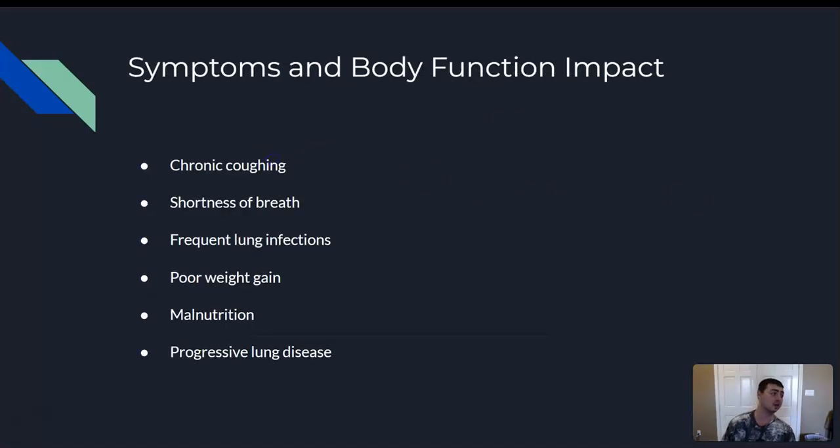Symptoms and body function impact. The symptoms of cystic fibrosis reflect these underlying problems. In the lungs, symptoms include chronic coughing, wheezing, shortness of breath, and frequent lung infections. In the digestive system, symptoms include poor weight gain, malnutrition, and greasy stools due to the lack of digestive enzymes. If untreated, these issues can lead to serious complications like severe lung disease, diabetes, and liver damage.